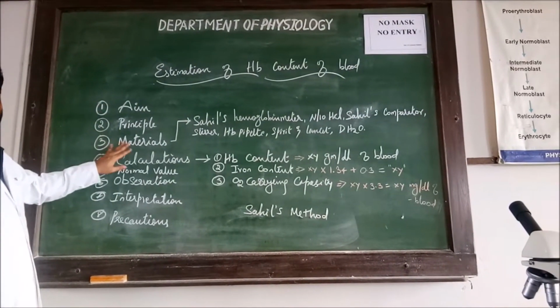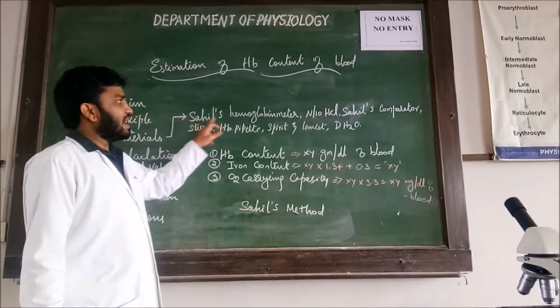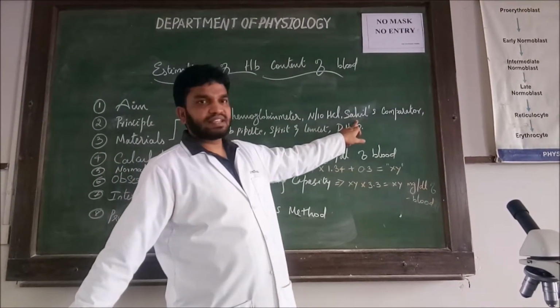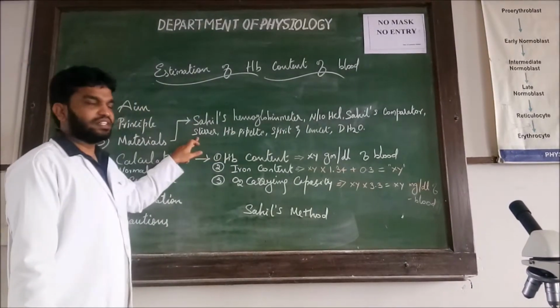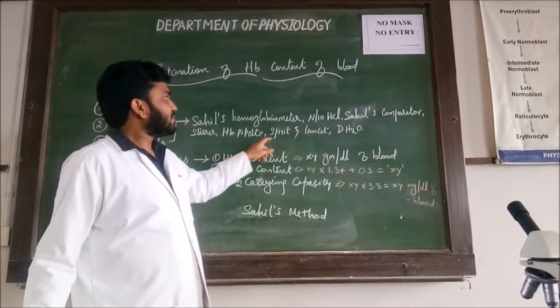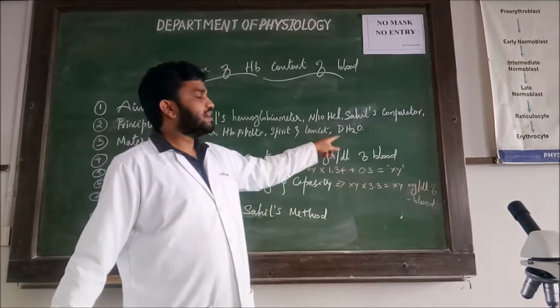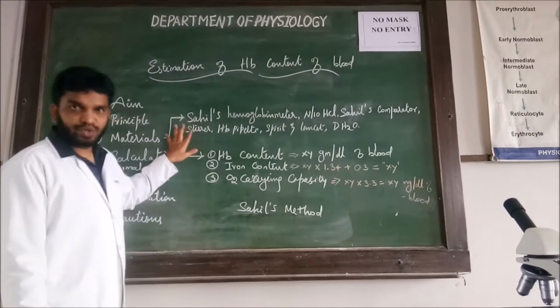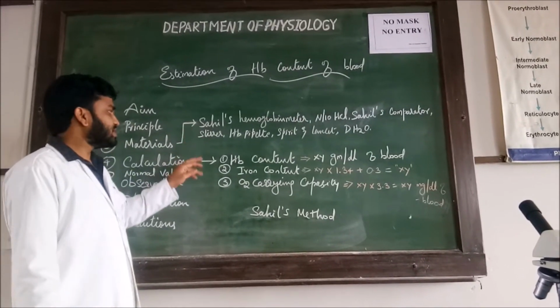Now materials. What do we require? We require Sahli's hemoglobinometer, N/10 HCl, Sahli's comparator, stirrer, hemoglobin pipette, spirit, lancet, and distilled water. This is our requirement. I will show you all this once we start our procedure.